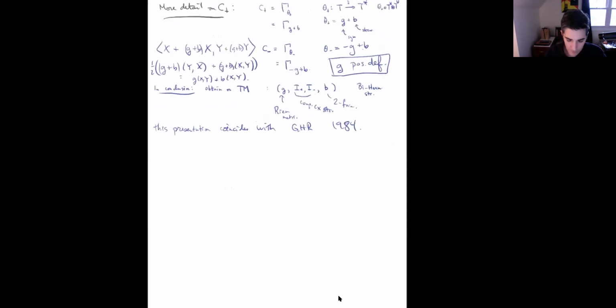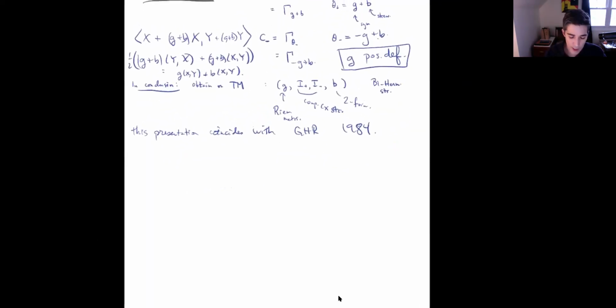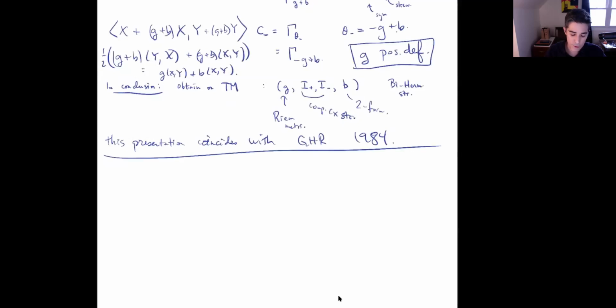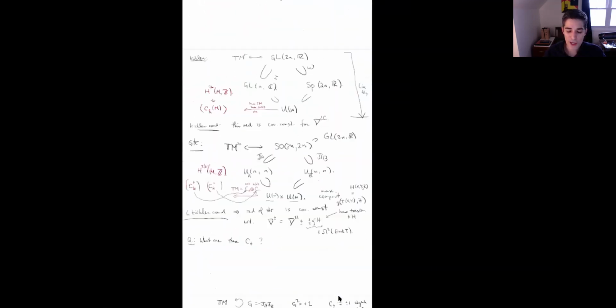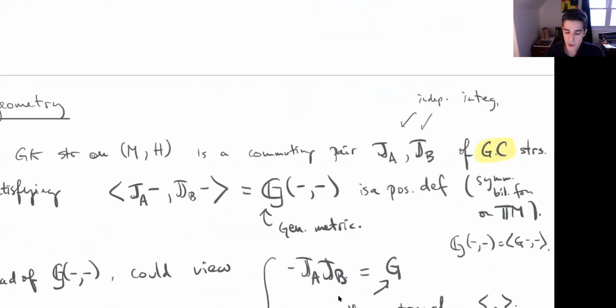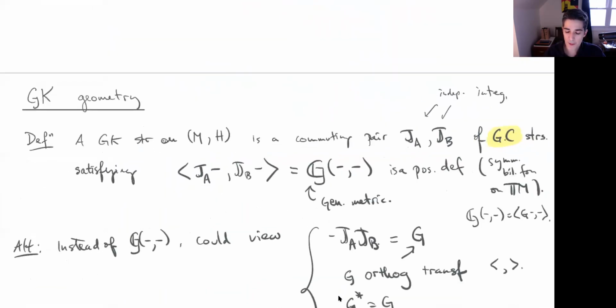So how do you analyze integrability for this structure? Well, we already said what integrability is. Integrability is just saying that both JA and JB are integrable. And that means that the plus I eigenbundle of JA and the plus I eigenbundle of JB should be closed under the Courant bracket. Now, what's the relationship between the plus I of JA and the plus I of JB?